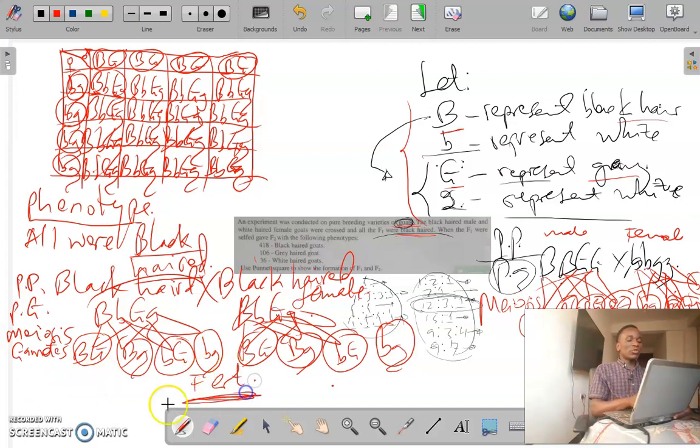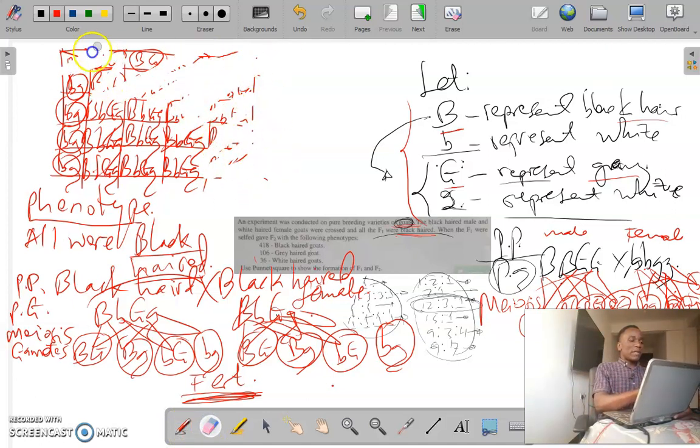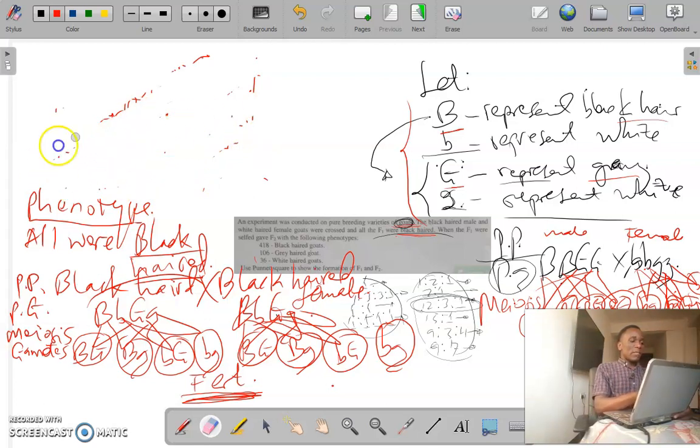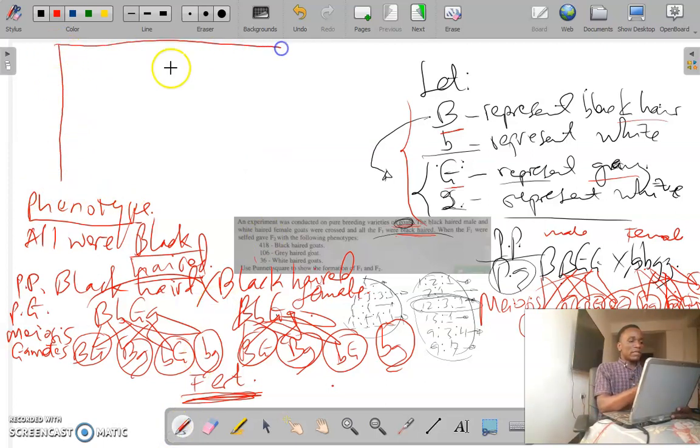So fertilization, as usual, we have to use a Punnett square. It's during fertilization that the Punnett square comes in. So maybe I can clear this. I need to have a Punnett square at the same place. This is just the Punnett square for F2 individuals. So let me have the Punnett square first.